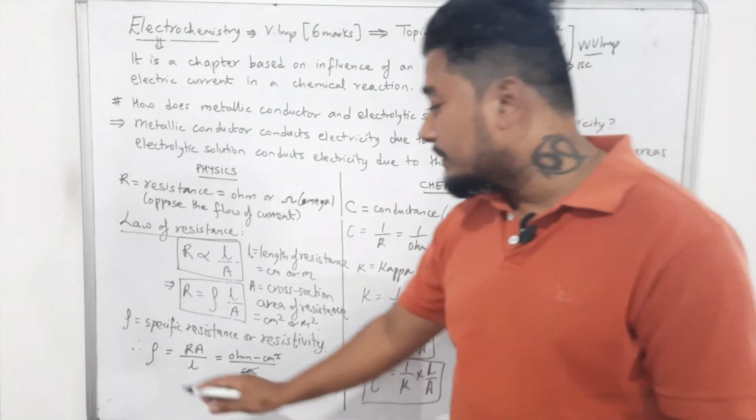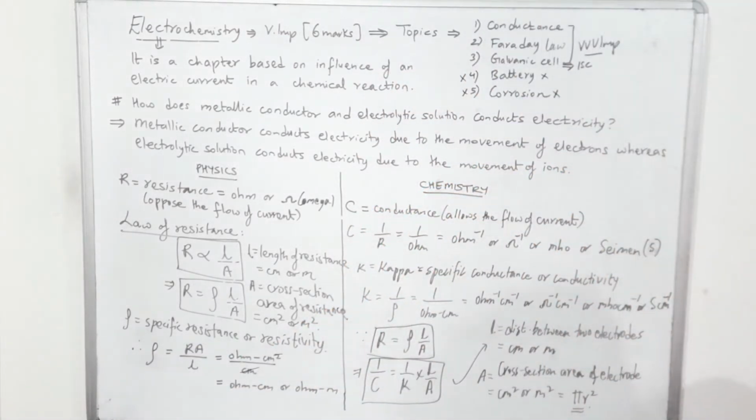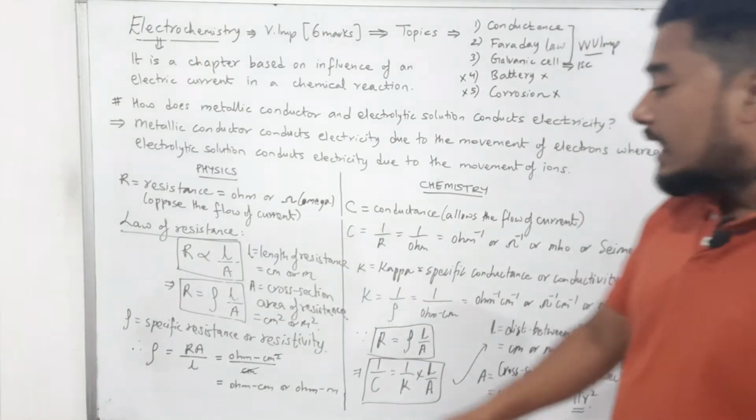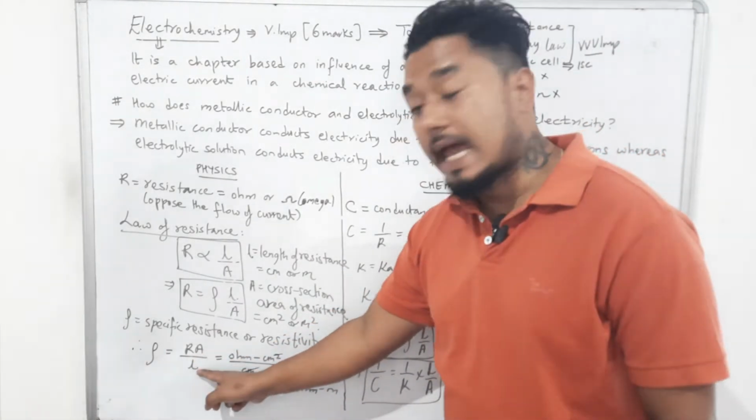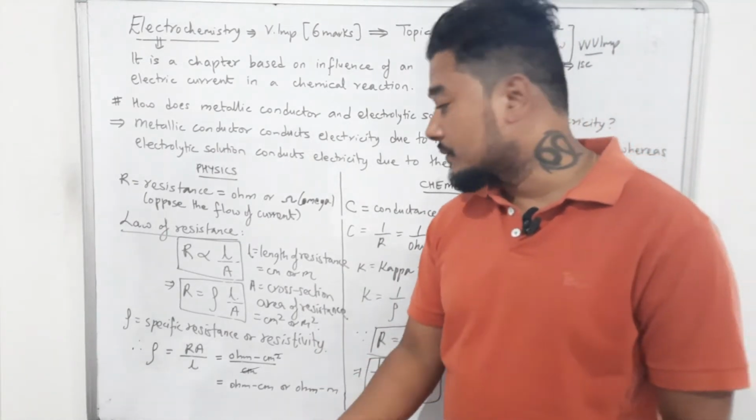And students, to remember the formula of resistivity, tell me, what is the formula for resistivity? R A by L. Okay. So what is your formula for resistivity or specific resistance? The formula for specific resistance or resistivity is R A by L. R A by L. But how to remember this? You can remember it this way.